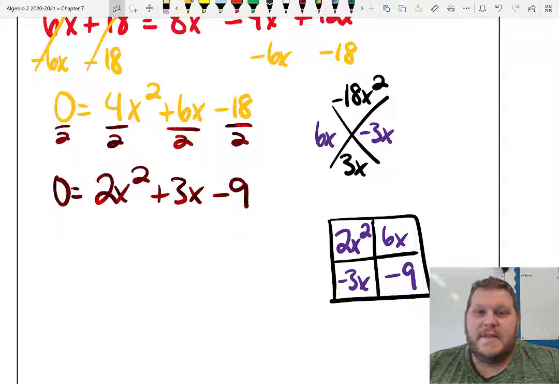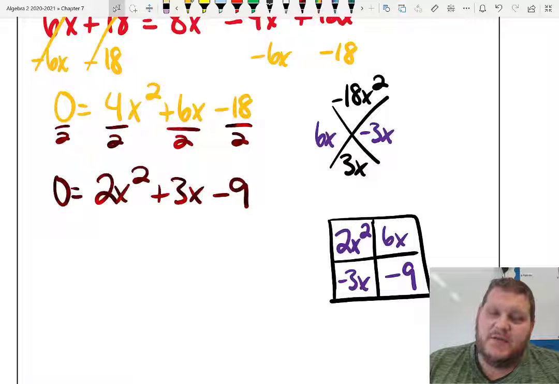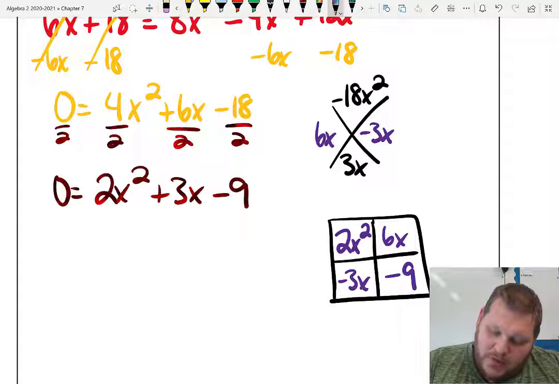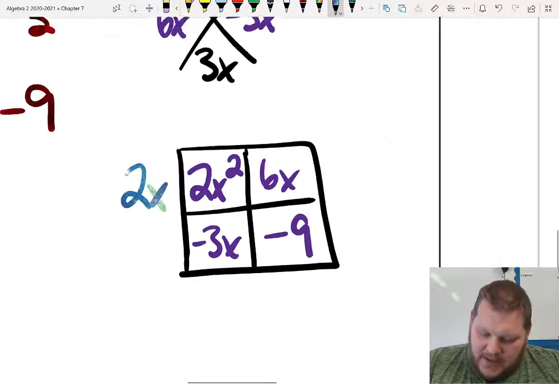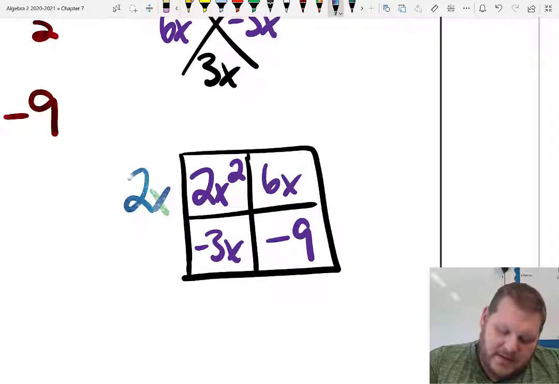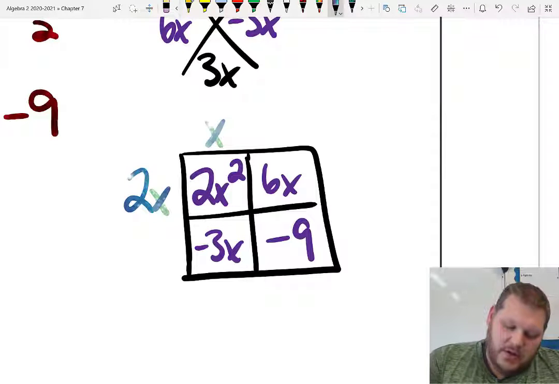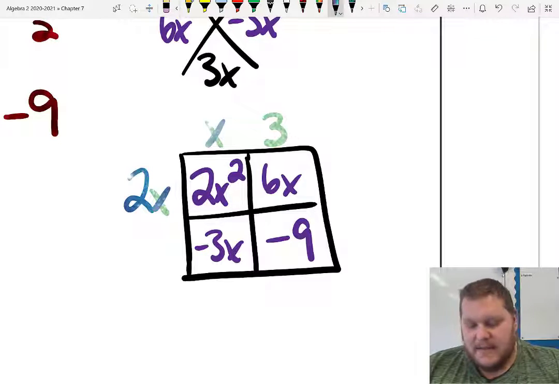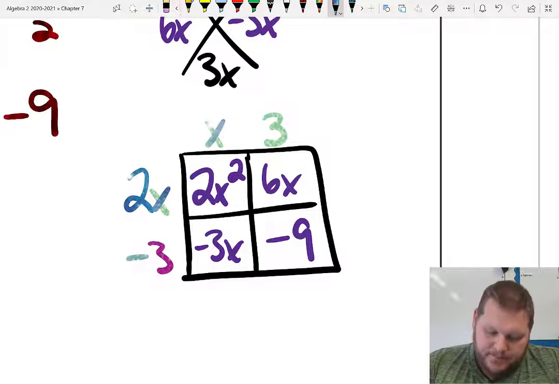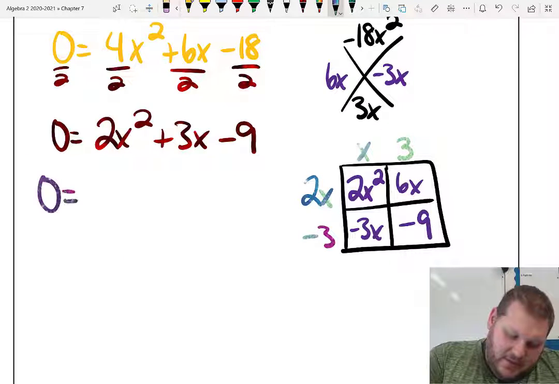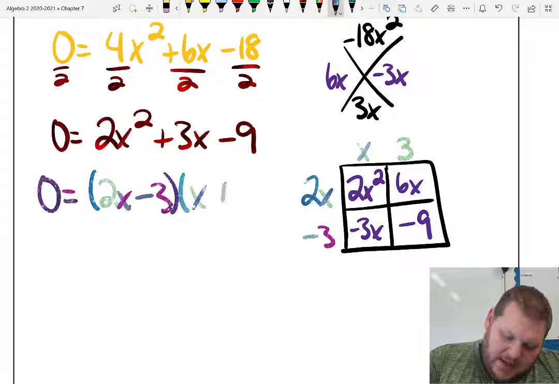So remember, for Xbox factoring, I'm just looking for GCFs. So this top row, 2x squared and 6x, have a 2x in common. Right, they're both even and they both have an x value. And once you have that first one, you kind of just bounce around and find the other pieces. 2x times x gives me 2x squared, 2x times 3 gives me 6x, and then either x times negative 3 gives me negative 3x, or 3 times negative 3 gives me negative 9. This factors out into 0 equals 2x minus 3 times x plus 3.